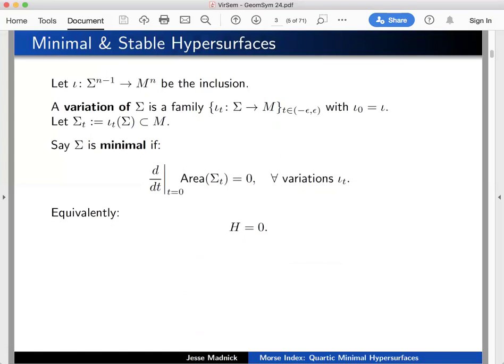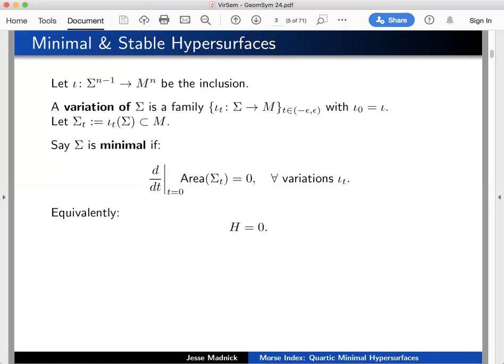Let's say we have a hypersurface, and we let iota denote the inclusion. A variation of sigma is a one-parameter family of submanifolds, iota sub t, where iota sub 0 is iota. We'll let sigma t denote the image. Then we'll say that our given submanifold sigma is minimal if it's a critical point of the n-1 dimensional area functional. In other words, the derivative at time 0 of the area of sigma t is 0 for all variations.